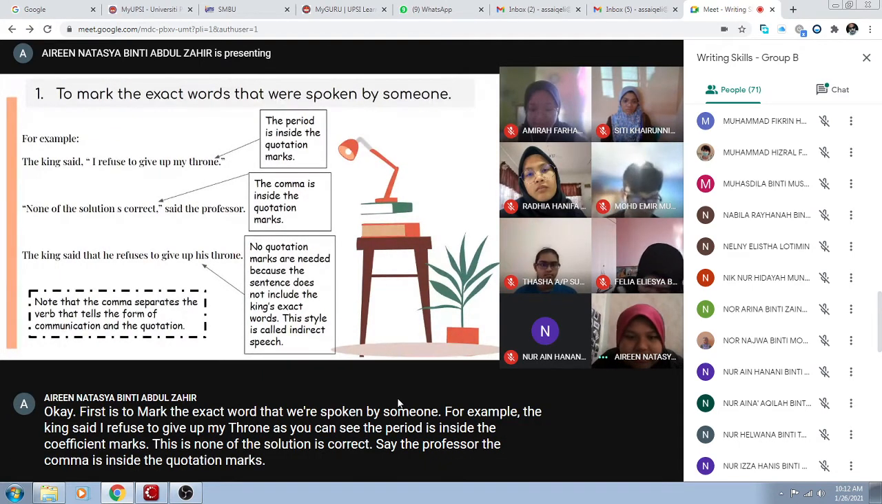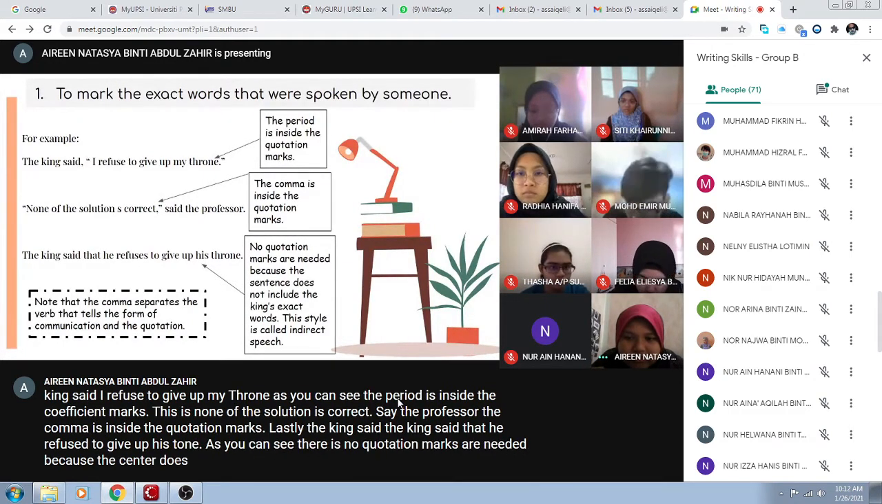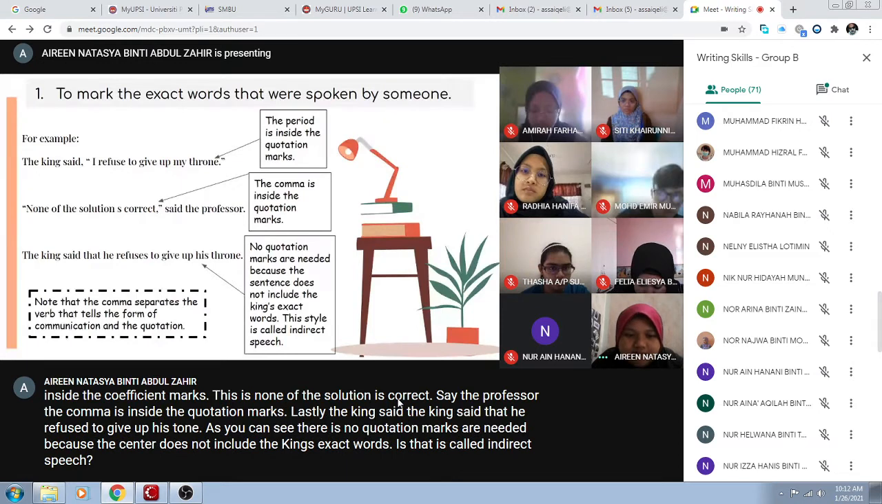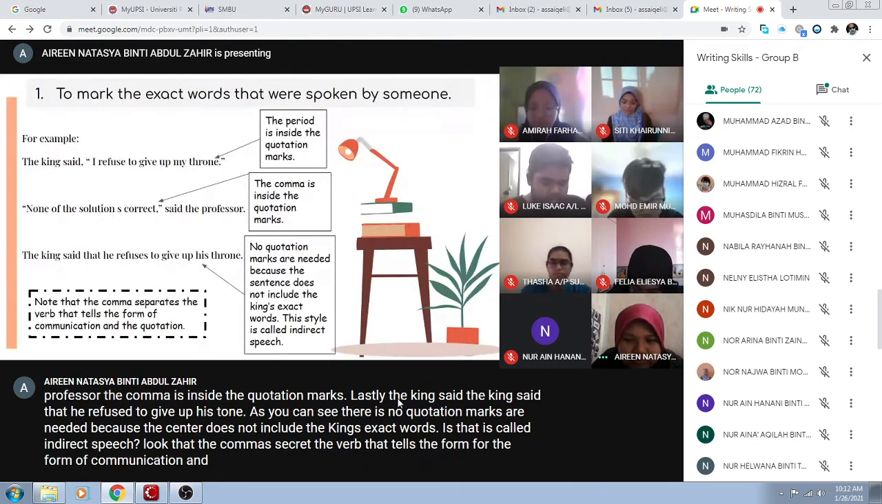And lastly, the king said that he refused to give up his throne. As you can see, no quotation marks are needed because the sentence does not include the king's exact words. This style is called indirect speech. Note that the comma separates the verb that tells the form of communication and the quotation.